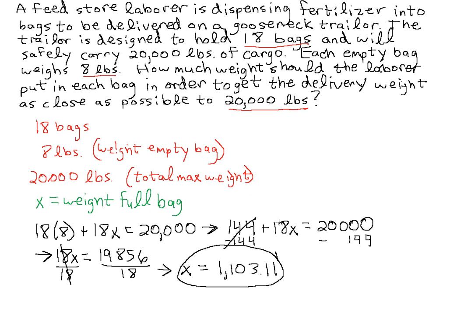And the last thing I want to know is if our answer answers the question being asked. We're asked the question, how much weight should the laborer put in each bag in order to get the delivery weight as close to 20,000 pounds as possible? And yes, this actually answers the question being asked. Like I said in the previous example, sometimes when we solve a variable, it's not actually the end result. It's only a step to get to the end result. But in this case, it actually does solve the question being asked.